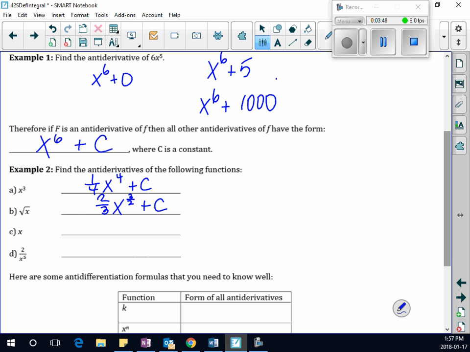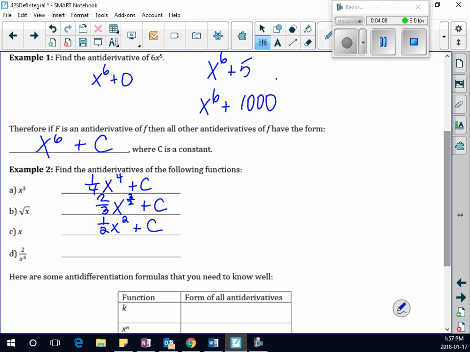Okay, how about this one? This one's probably easier. What would that one have to be? Yes, 1/2 x to the power 2. So again, find the derivative of this. You'll see you get x out of that, right? Plus c. Okay, next one.